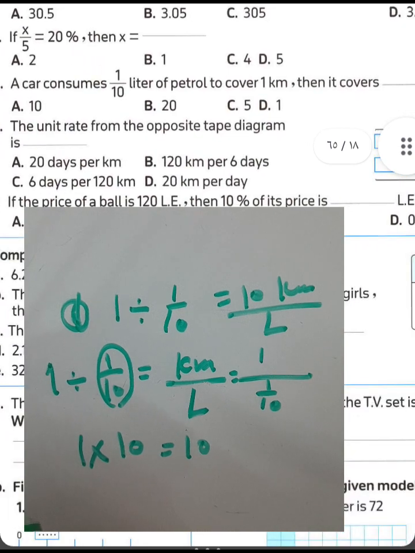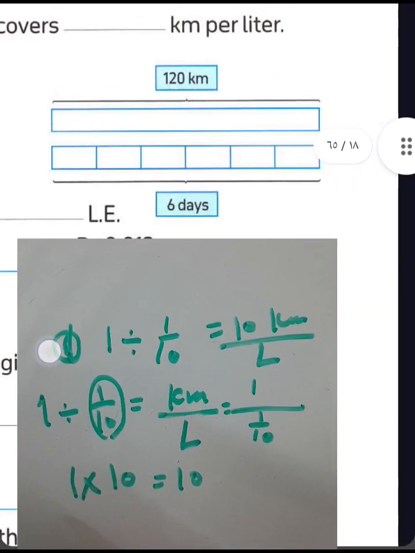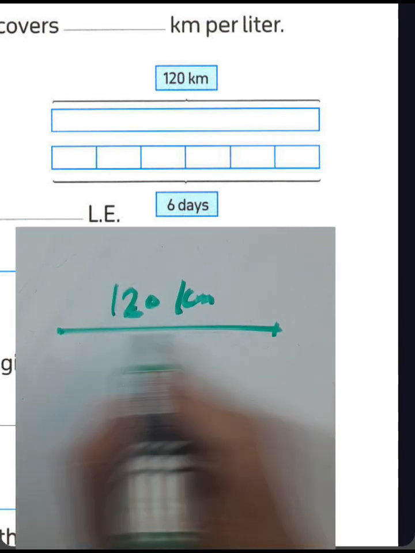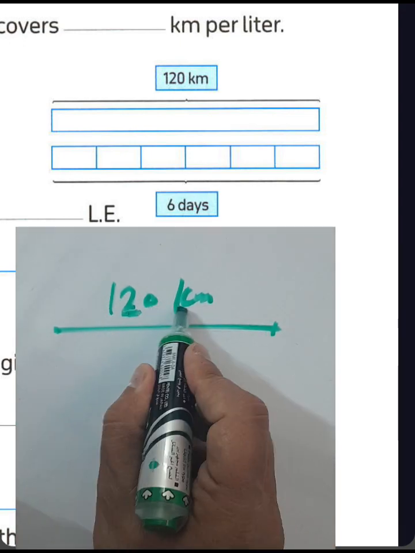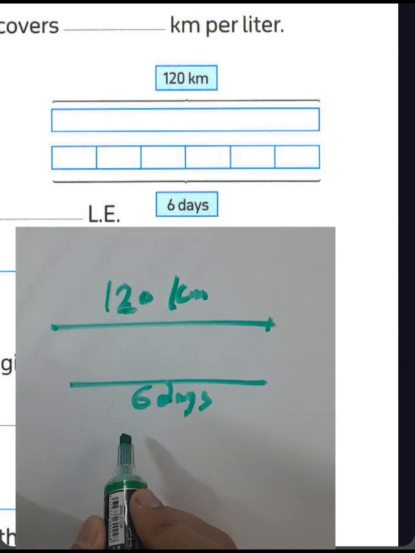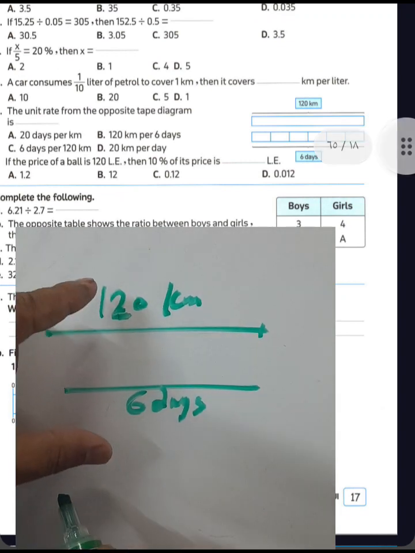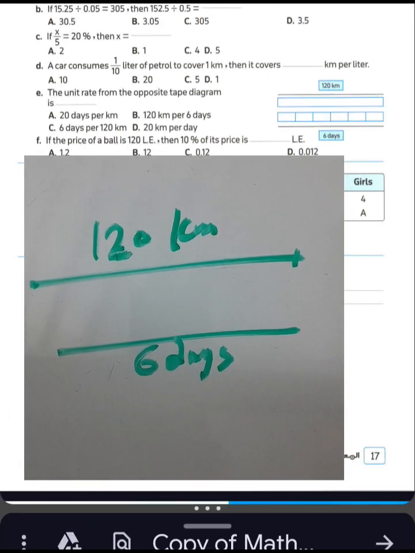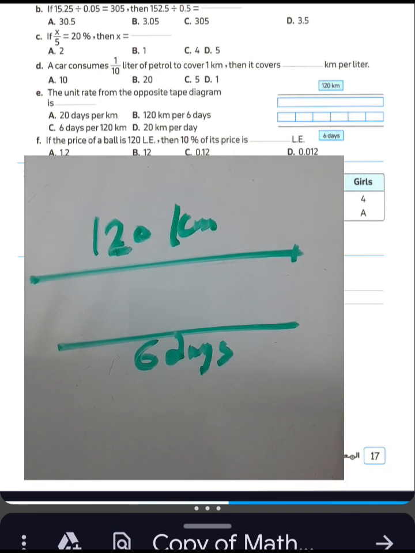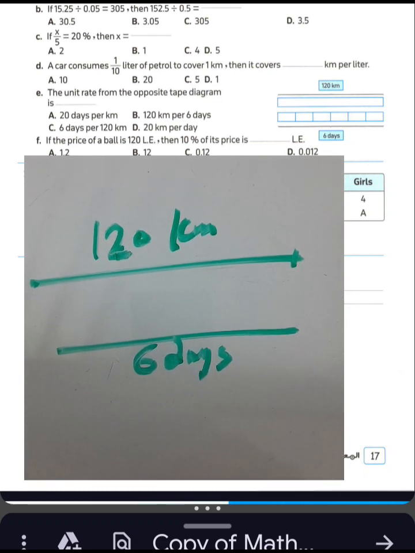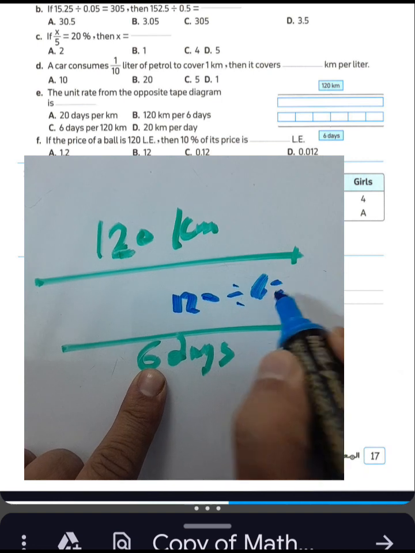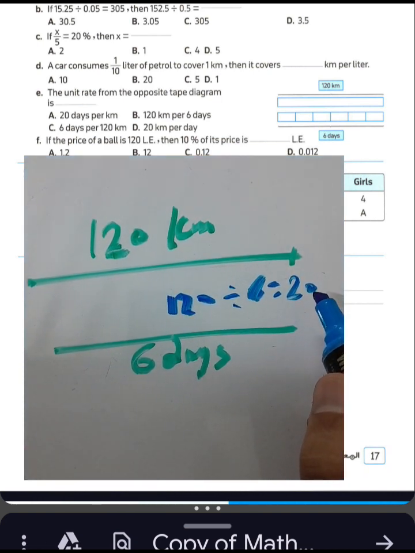The unit rate for the opposite diagram, we want to find the unit rate here. We have 120 kilometers, this car going this distance in 6 days. We want to find the unit rate. A unit rate compares different quantities, and its denominator equals 1. Then letter E, the unit rate from the diagram is what? We can find the unit rate, 120 divided by 6, which is 20. Then the result will be 20 kilometers per 1 day. Choose letter D, because 120 divided by 6 equals 20. Then the result will be 20 kilometers per 1 day.